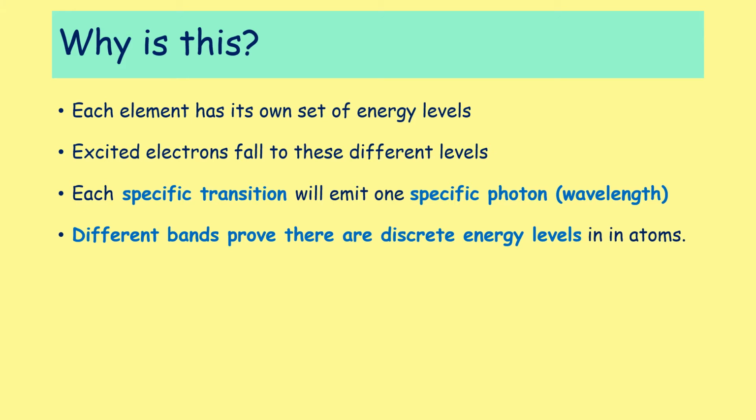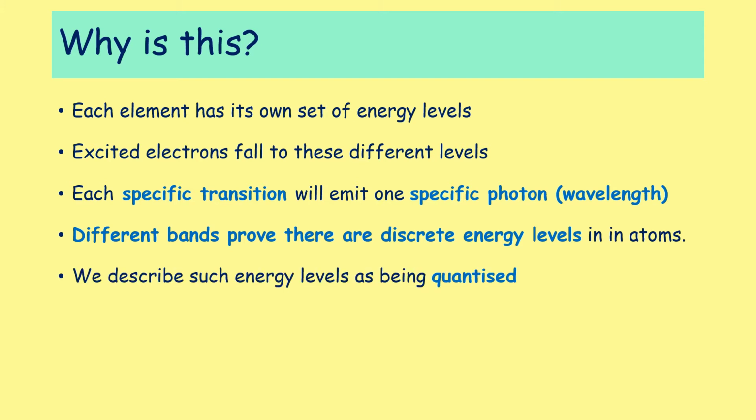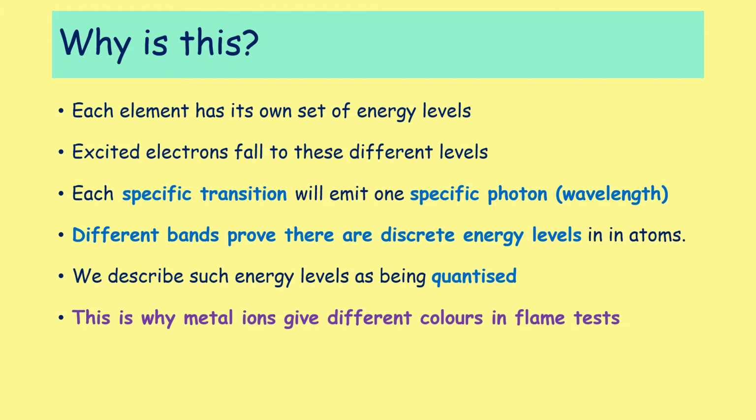Now the fact you have different bands, different lines, it means that there are different and discrete energy levels in atoms. By discrete, we mean that they are fixed energy levels, and that from one atom to the next, the values of these energy levels are different. And we describe the energy levels, or energy electron shells, as being quantized, meaning that they have a very specific and measurable amount of energy.